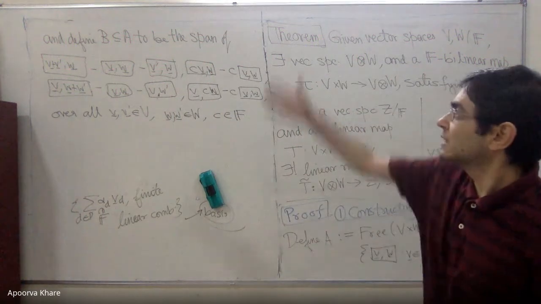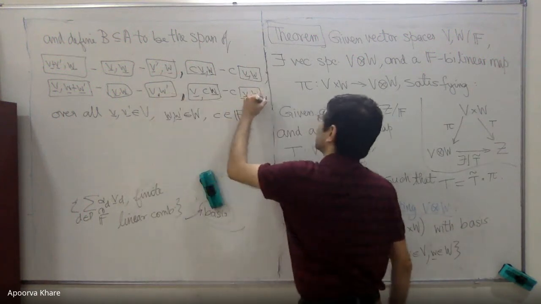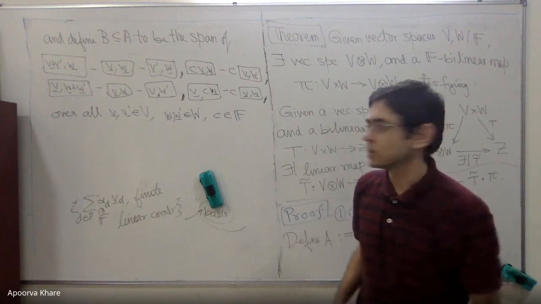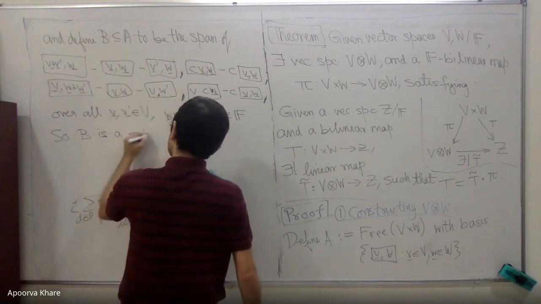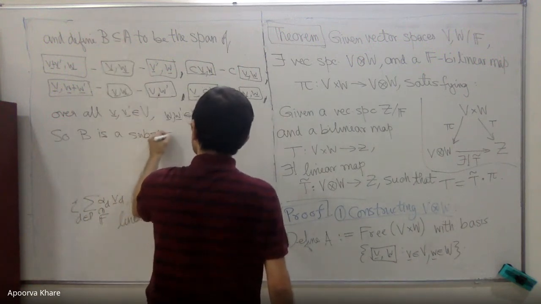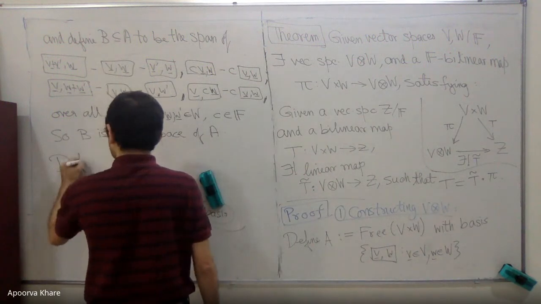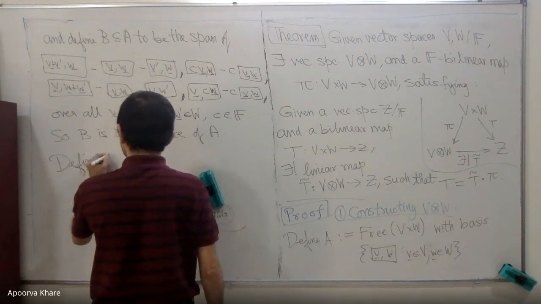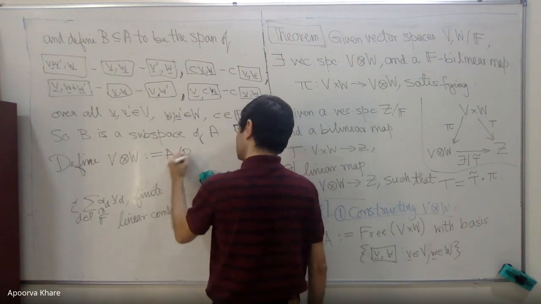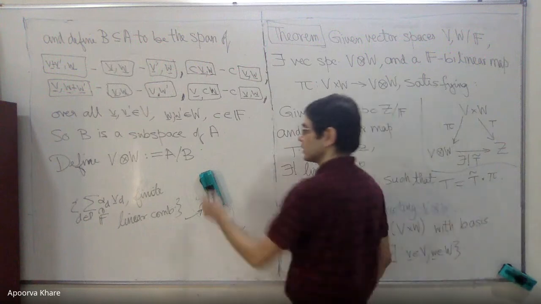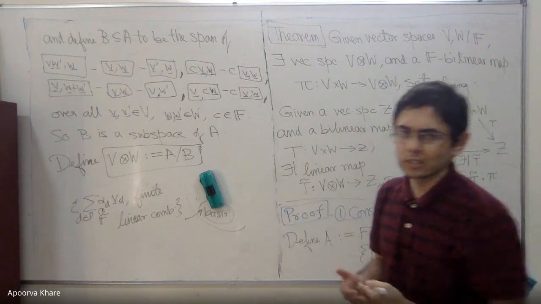Okay, since it's a span of a certain set of elements, therefore it's a subspace. So B is a subspace of A. It's not just a subset, but a subspace. Finally, we can define V tensor W literally as the quotient module A mod B. That's all. So that is the definition of the tensor product. It's an enormous space divided by another reasonably big space.